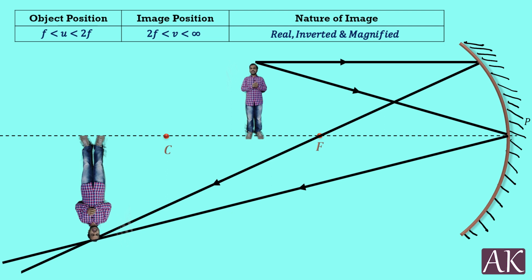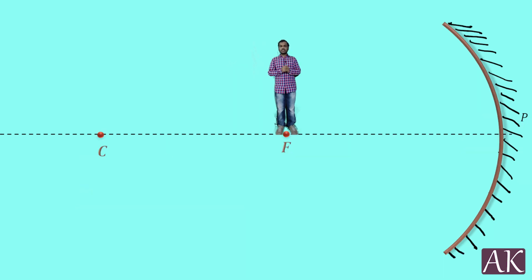Okay, now you can carefully see there, the image is going to be magnified, like the height of the image is bigger than me. And you can observe that it is going to be real and inverted. Okay, magnified, real and inverted. This is the fourth case. Alright, so next we move to another case.